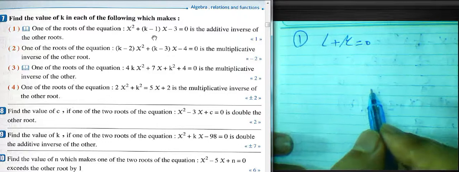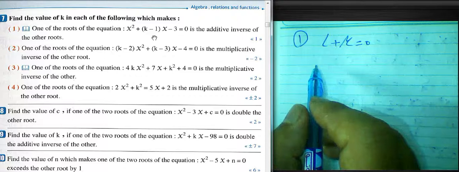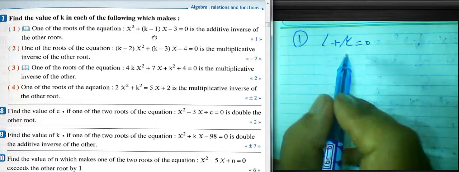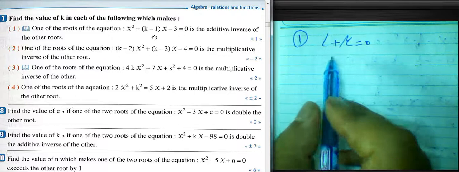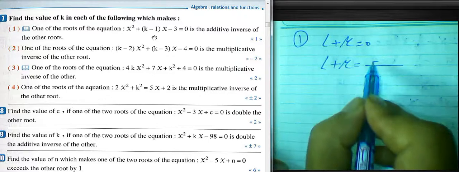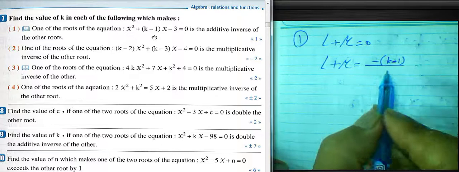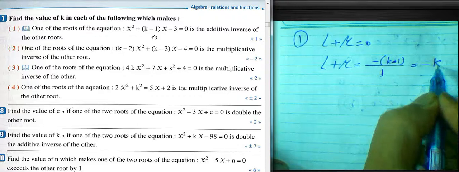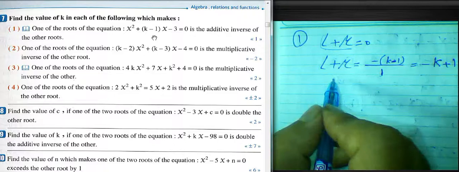Okay, so L and M are the two roots of the equation. We can find that the sum of them equals 0 because one of the roots of the equation is the additive inverse of the other root. So we can find L plus M from this equation. Negative coefficient of x over coefficient of x power 2 equals 1. The result will be negative k plus 1 equals 0 because L plus M equals 0. It's okay for you.